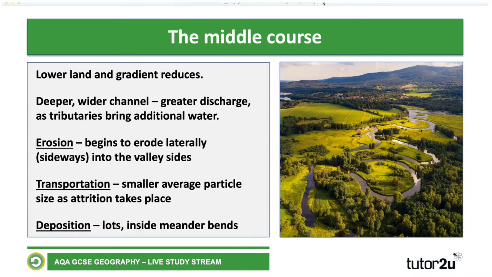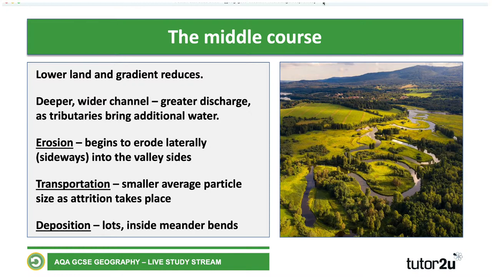Okay, Jim, can we have the next slide up, please? So this is a middle course, and hopefully you will recognise the photograph on the screen, and you'll recognise that that is a big meander. So we've got big looping meander bends there. If you look closely, there's actually an Oxbow Lake on that, which used to be a bend of a meander.